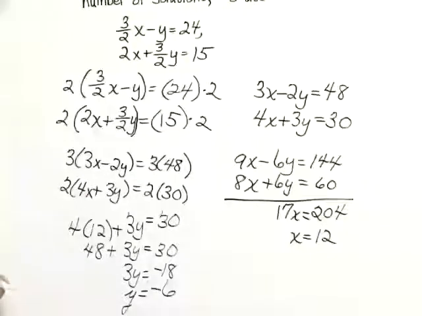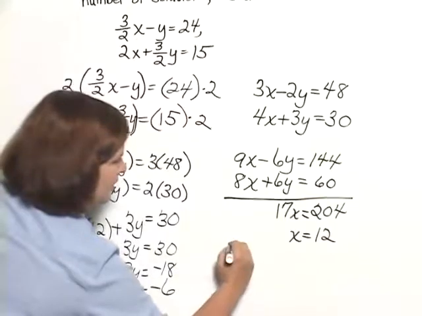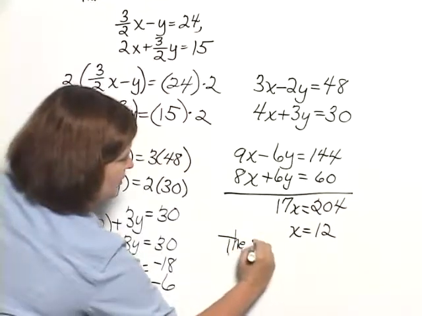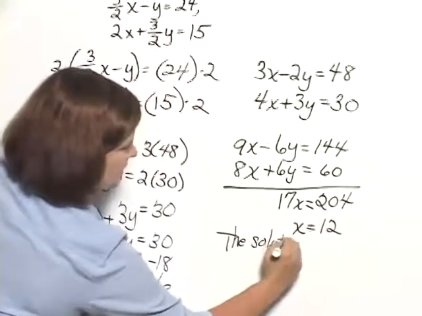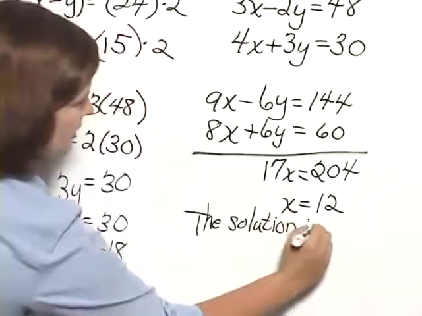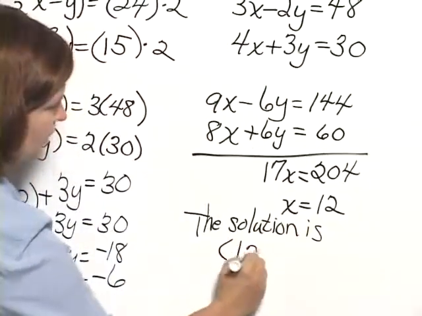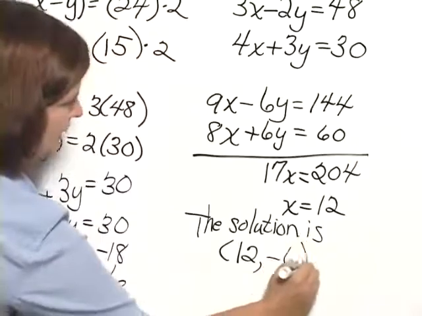So I state my solution as an ordered pair. The solution is, and I write the x first, 12, negative 6.